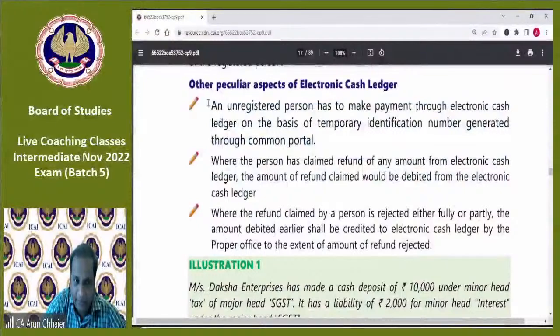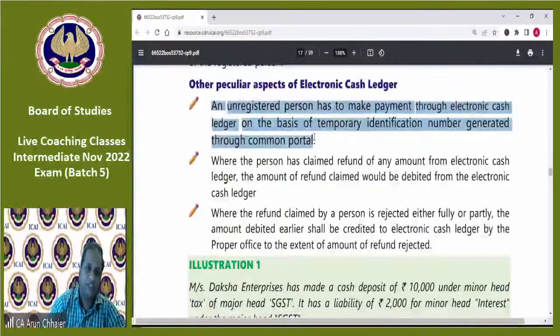Now, can anybody tell me: an unregistered person has to make the payment through electronic cash ledger on the basis of temporary identification number generated through common portal? Please link with the registration chapter and give me some hint about this line. Can you link this with the registration chapter and give some hint about this first sentence? Kindly try to give me something. Any participant?